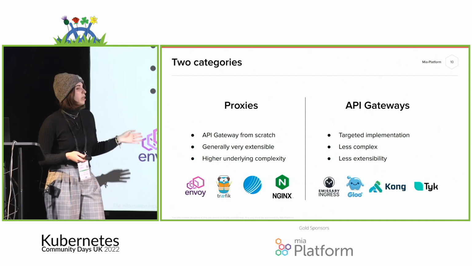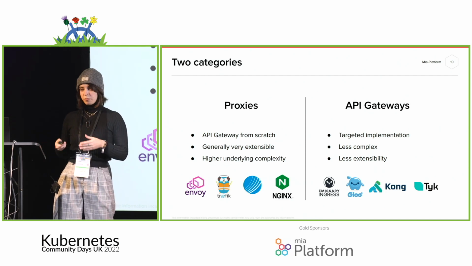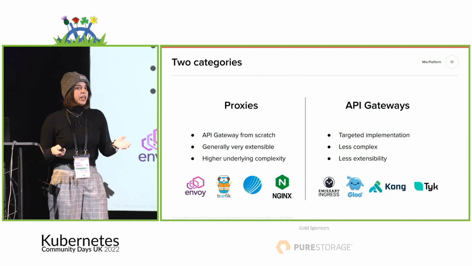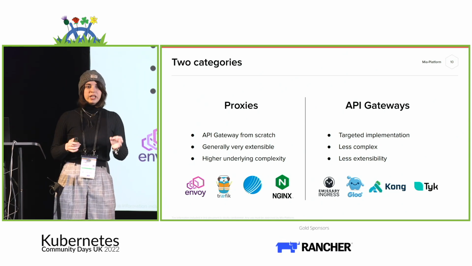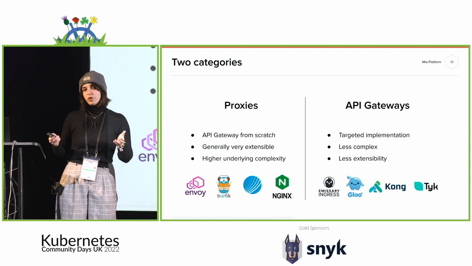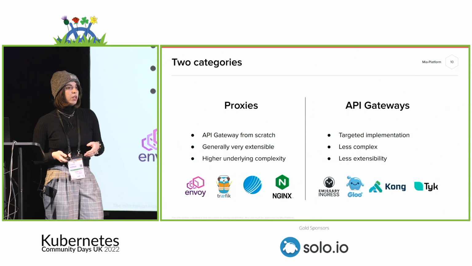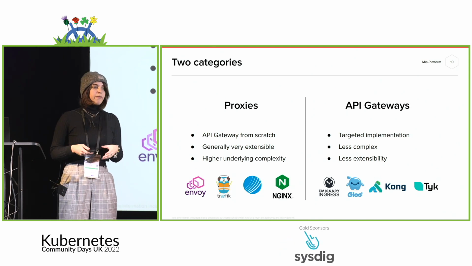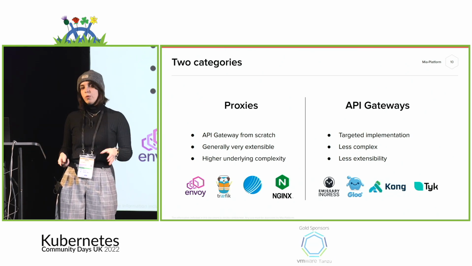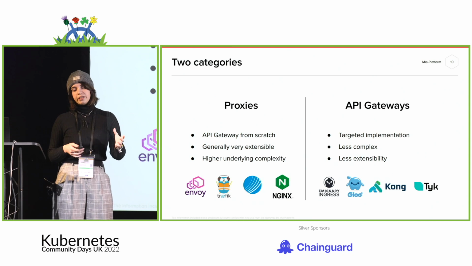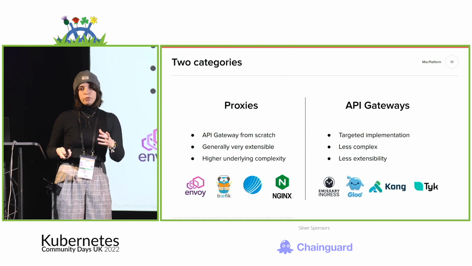This means that we can build our API gateway from scratch. We have a blank page. We can build an API gateway that perfectly fits our needs, even integrating some features that may not be obvious or straightforward for an API gateway. But being this extensible often means that we have a higher underlying complexity. We have a slower learning curve. We may need a little bit more time studying the documentation, building the tool, and so on.